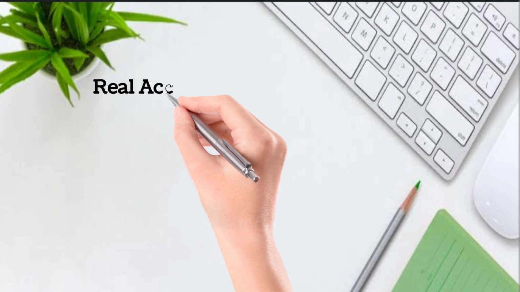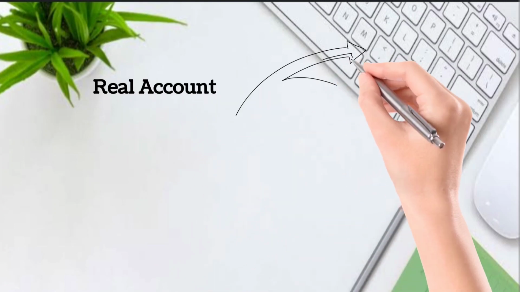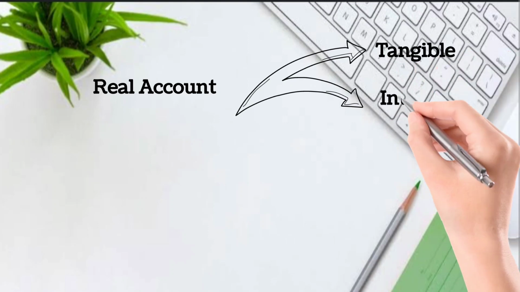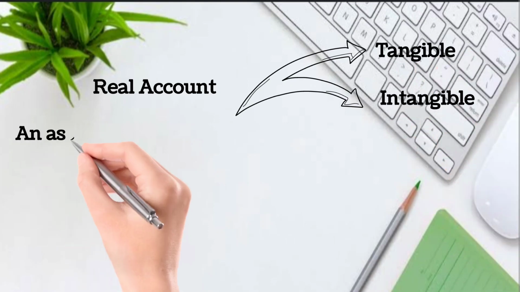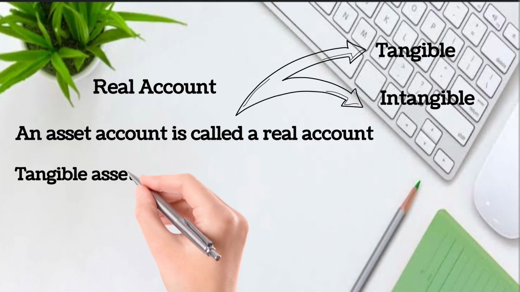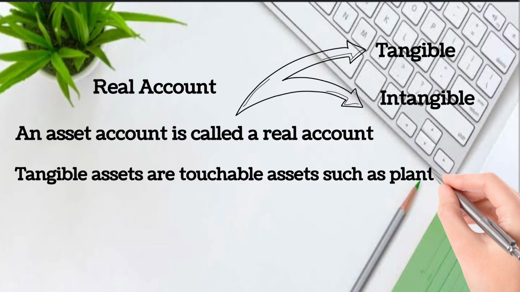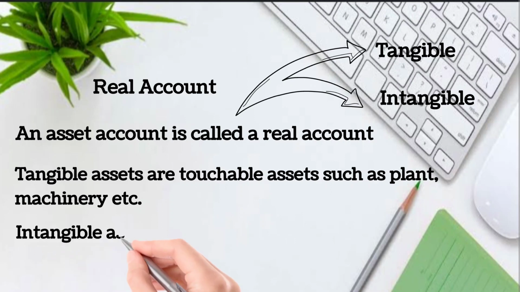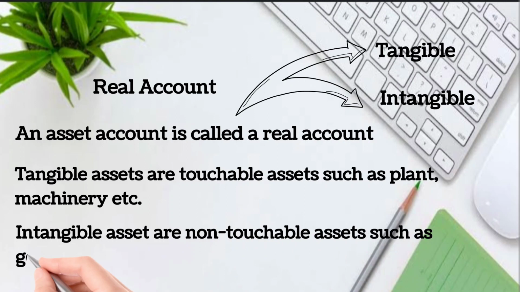Now, the next section is real accounts. We know that every business has some assets, right? And every asset has an account. So this asset account is a real account. And there are two types of assets, tangible and intangible. What are tangible assets? These are touchable assets such as plant and machinery, furniture, stock, etc. There is a physical form, we can touch it. So they are tangible assets.